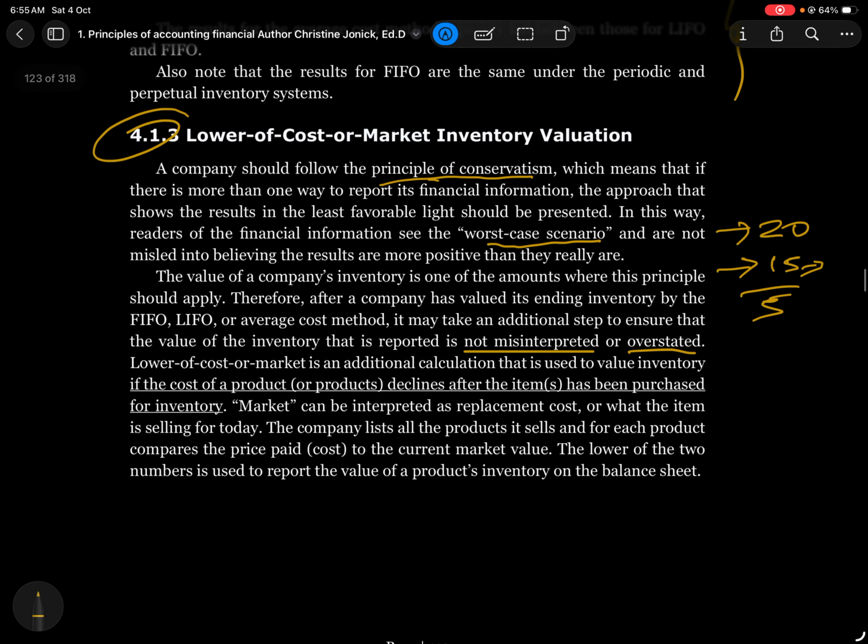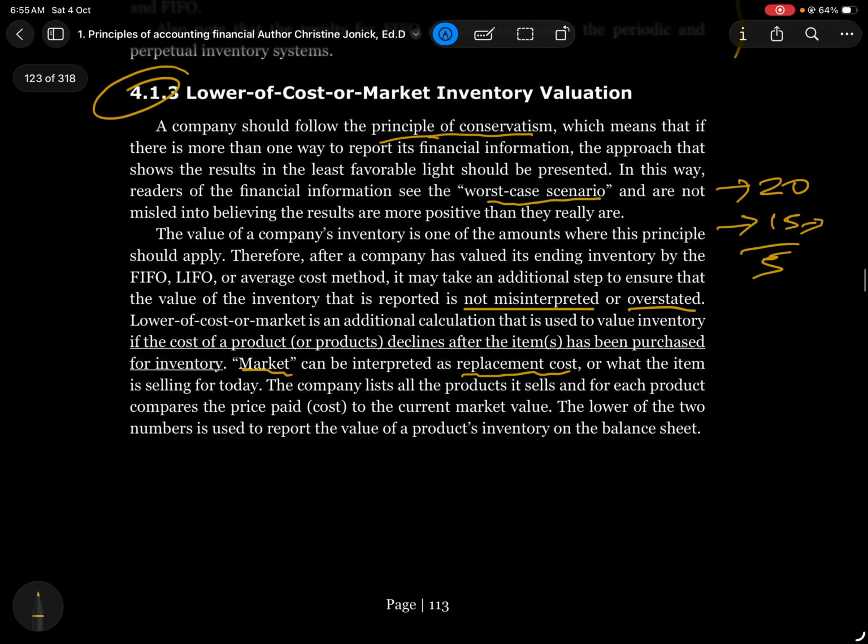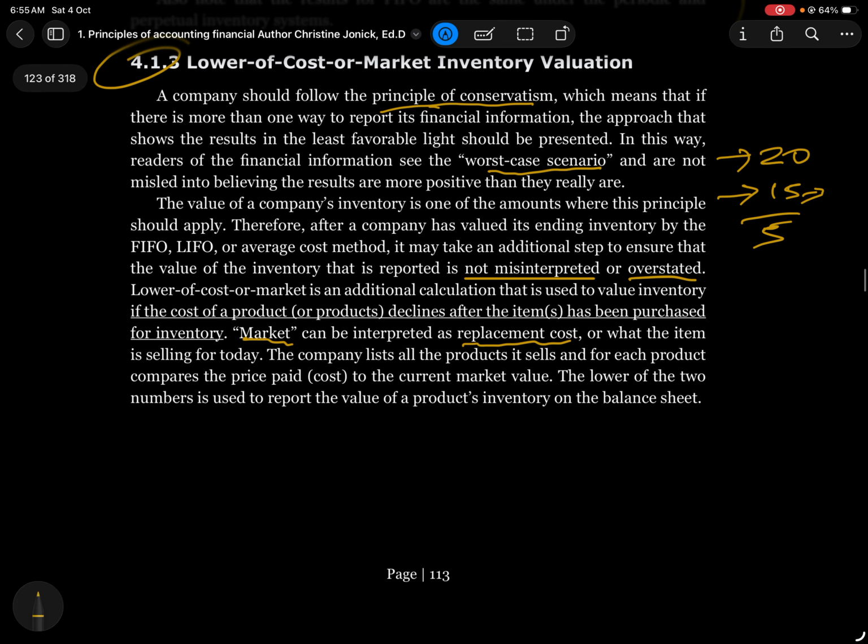So in this scenario, the market value is basically nothing but replacement cost, or what the item is selling for today. Whichever is lower, we normally take that. So suppose it cost us 20, and the current market value is 15. What would be our closing inventory now?